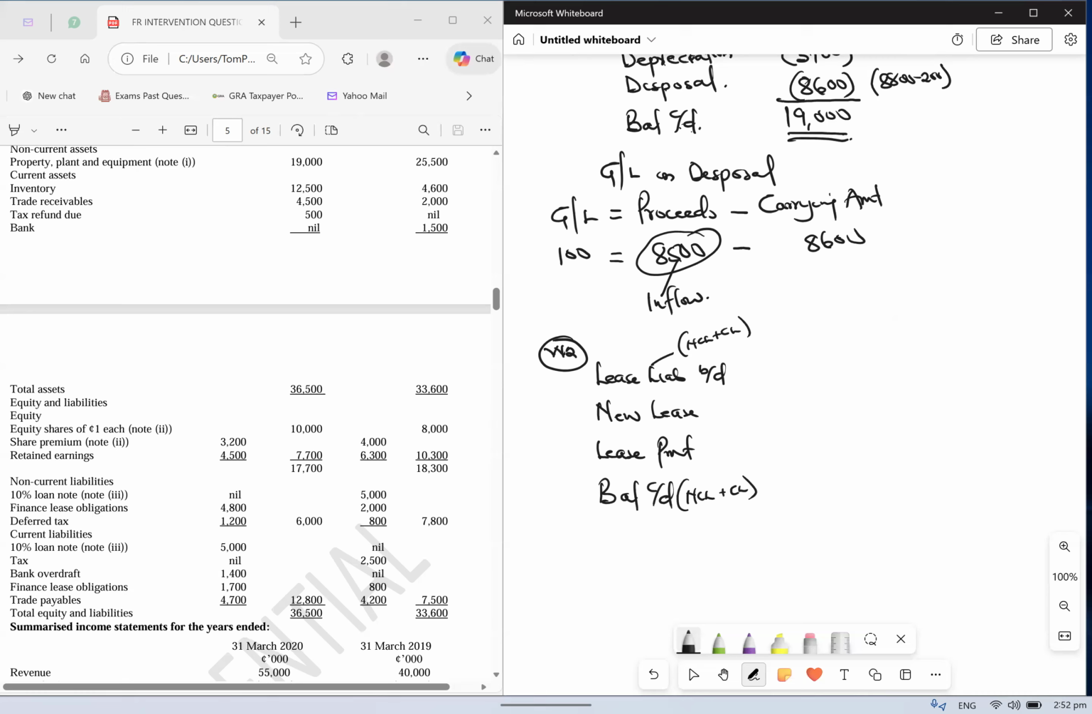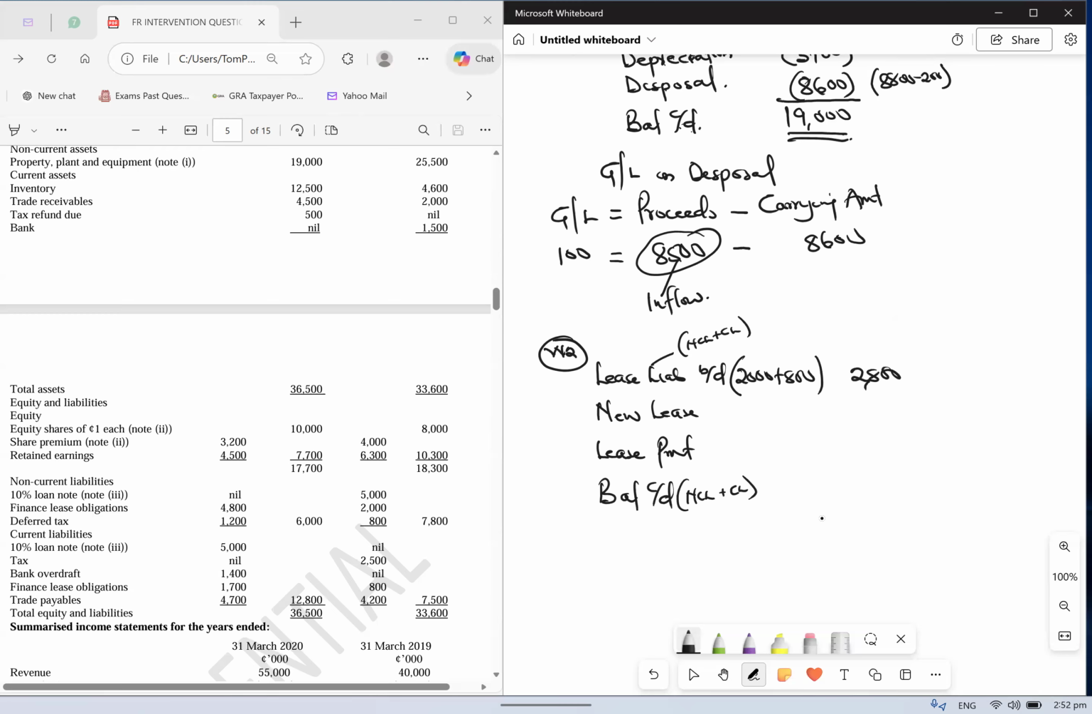So when we look at our lease, this is our NCL side, there is lease obligation. The balance brought down is 2,000. Our CL side too, there is lease obligation is 800. So the two should give us 2,800. Is that not it? So 2,800. So the two is 2,800. They are all from lease.